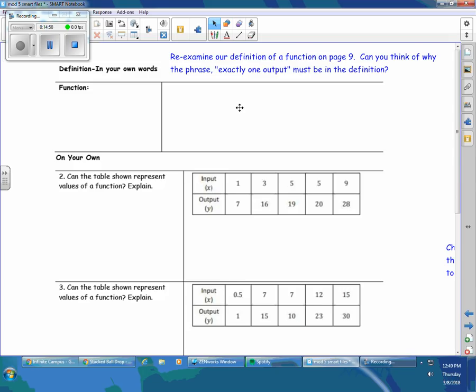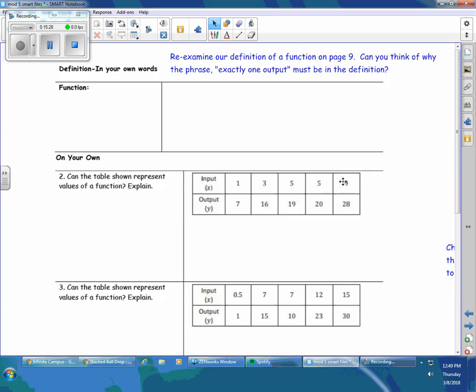I'm just going to say for functions to be useful, the information we get from the functions has to be useful. Therefore, if you have more than one output assigned to an input, it's very hard to use it to be predictive with any kind of accuracy. Okay, so now we're going to look at some tables, and we're going to try to determine if the tables are indeed functions. So let's take a look at them. Our inputs are on top here. They're calling them X.